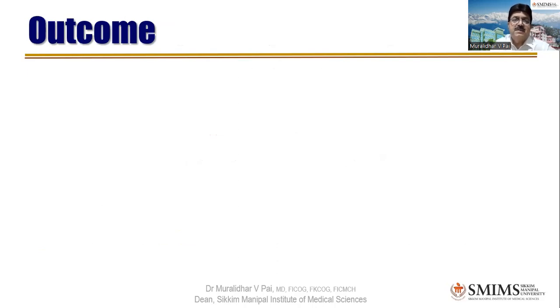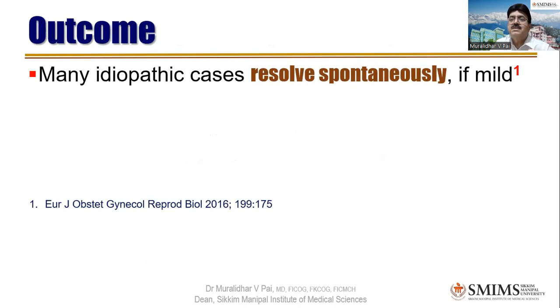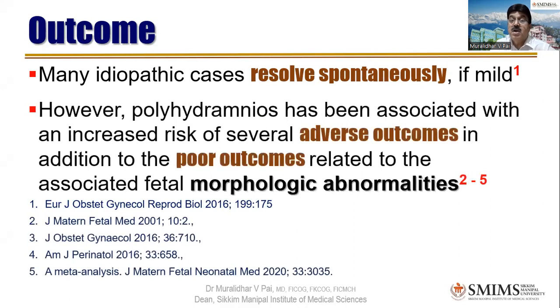What's the outcome of all this? Many idiopathic cases resolve spontaneously. In the 30% of cases where there are no anomalies or no obvious cause, they may resolve spontaneously if it is mild polyhydramnios. However, polyhydramnios has been associated with an increased risk of several adverse outcomes, in addition to poor outcomes related to associated fetal morphological abnormalities. So morphological abnormalities are not only the cause, but they are also a reason for adverse outcome. Plus, there are other adverse outcomes if there is associated polyhydramnios.